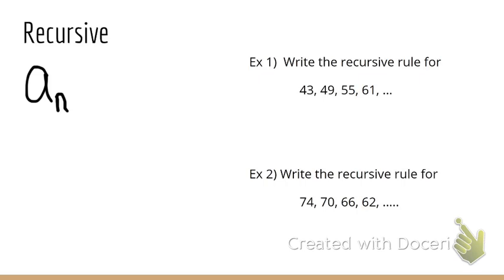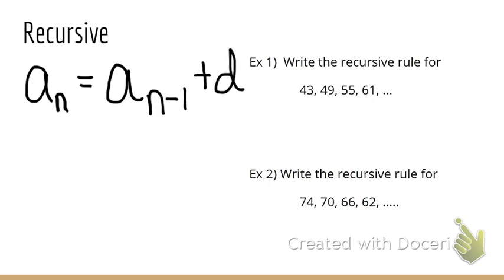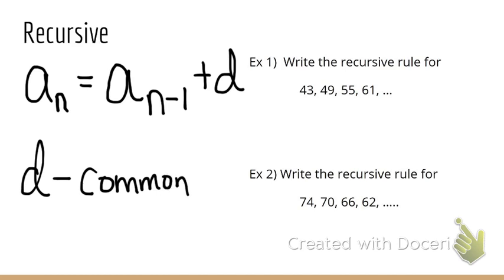A small n equals a sub n minus 1 plus d. Again, you see my n minus 1, it's small. D is my common difference. That's what I'm going up or down by.